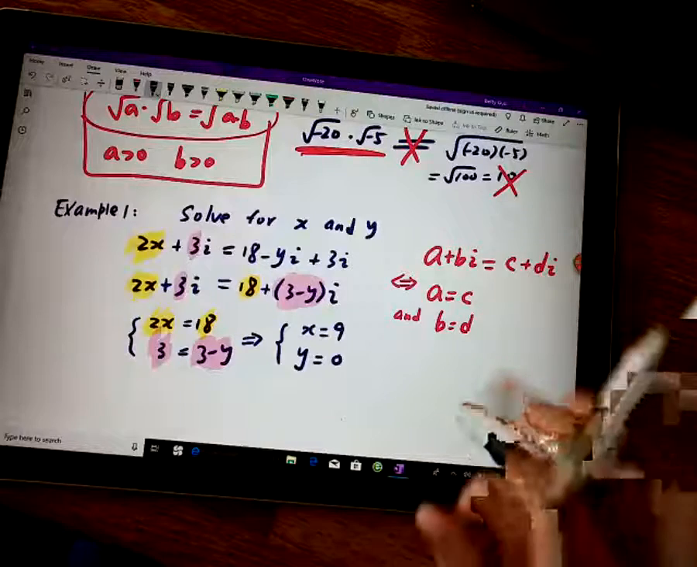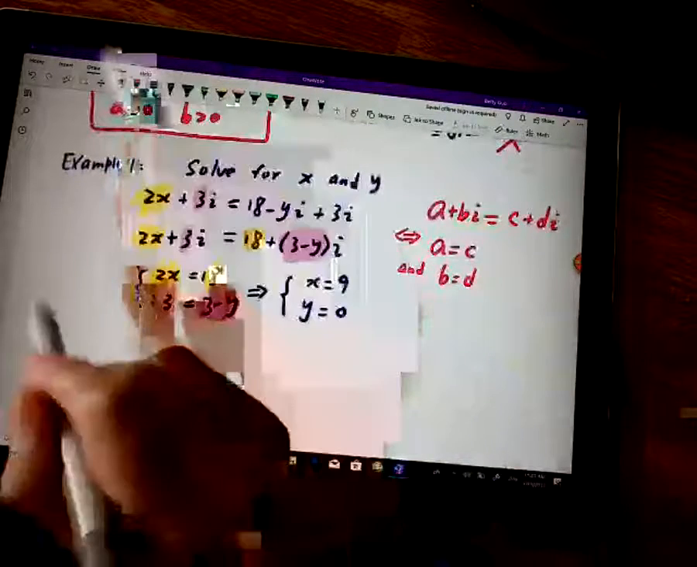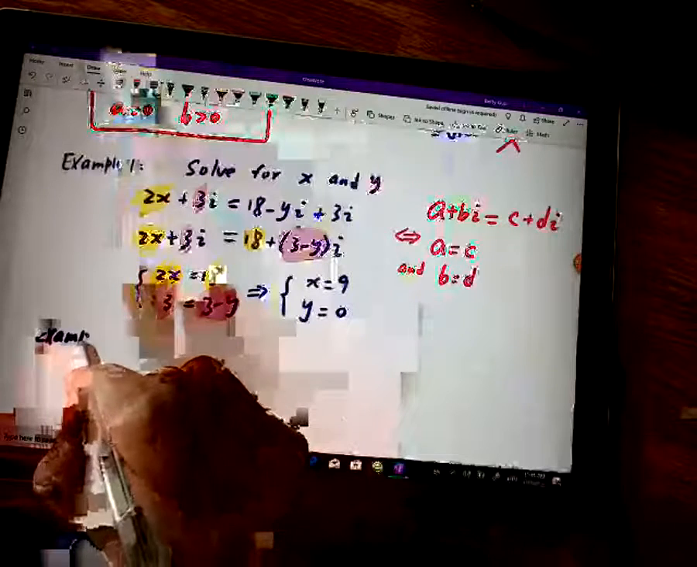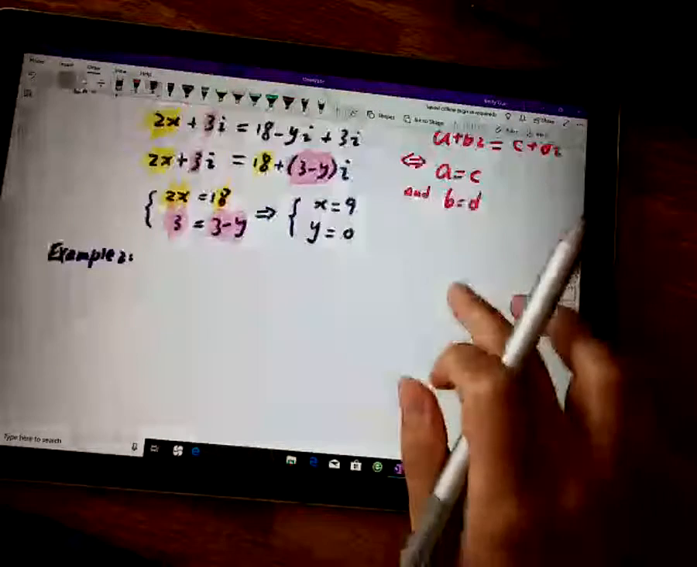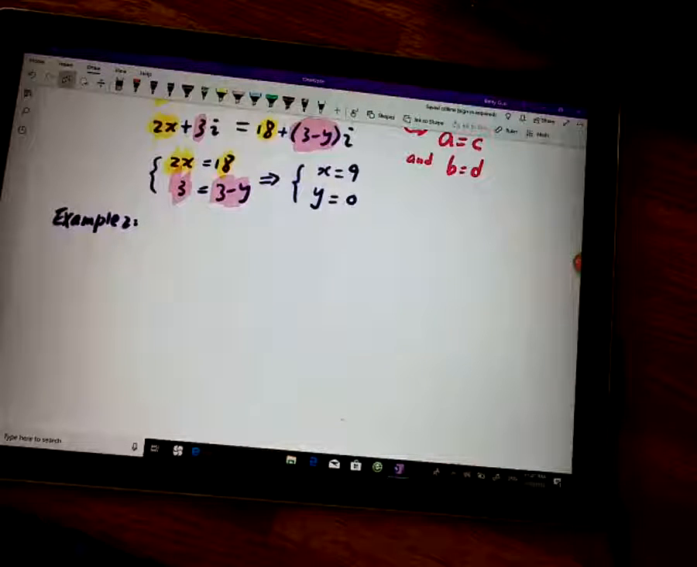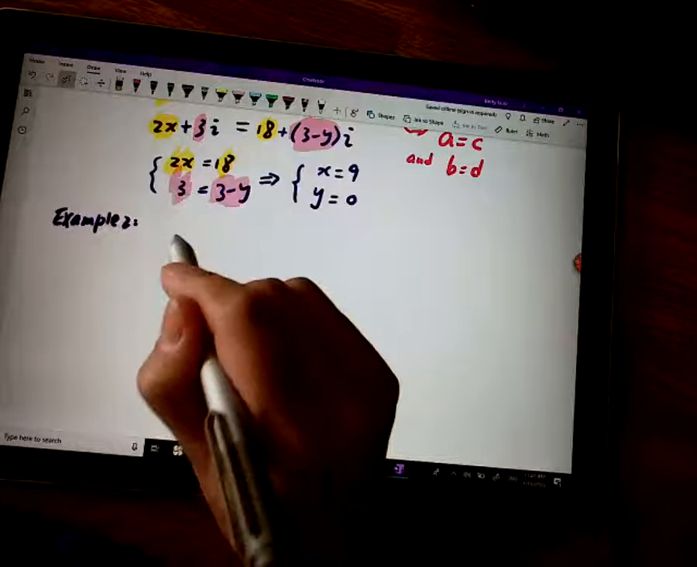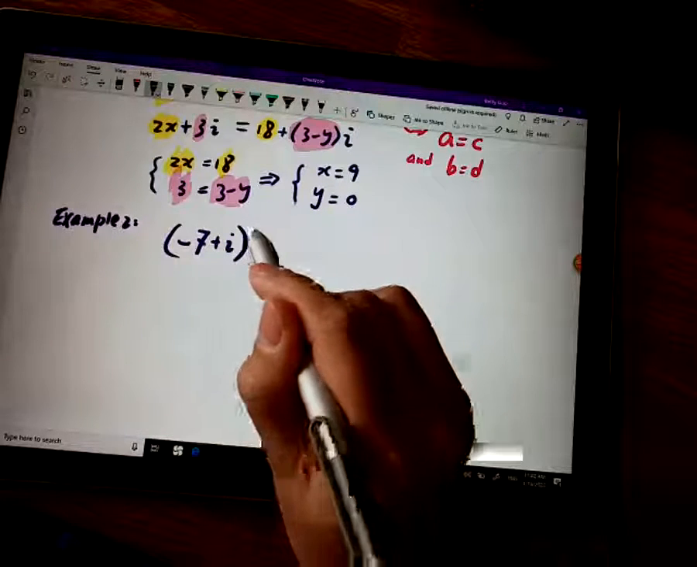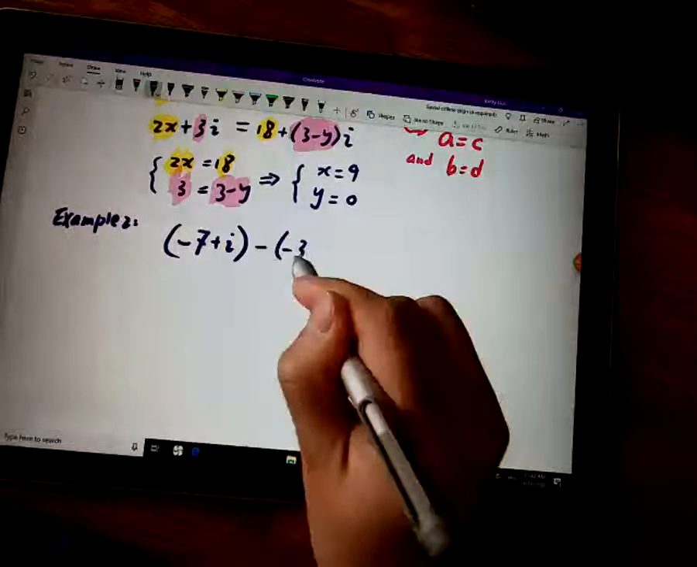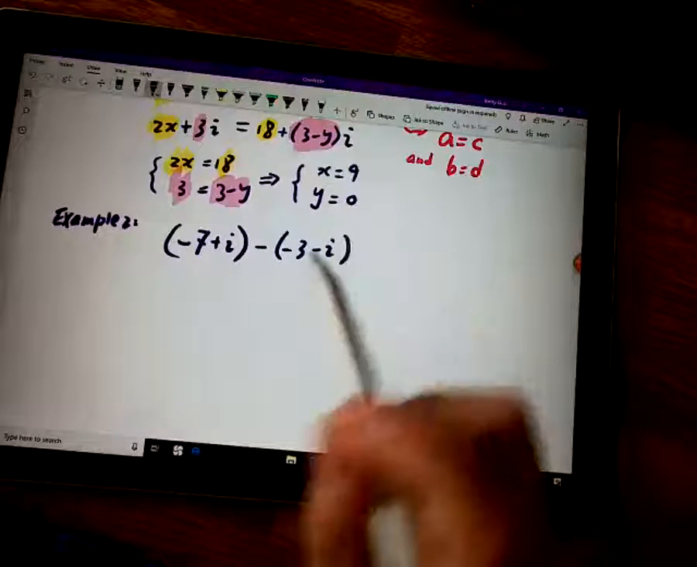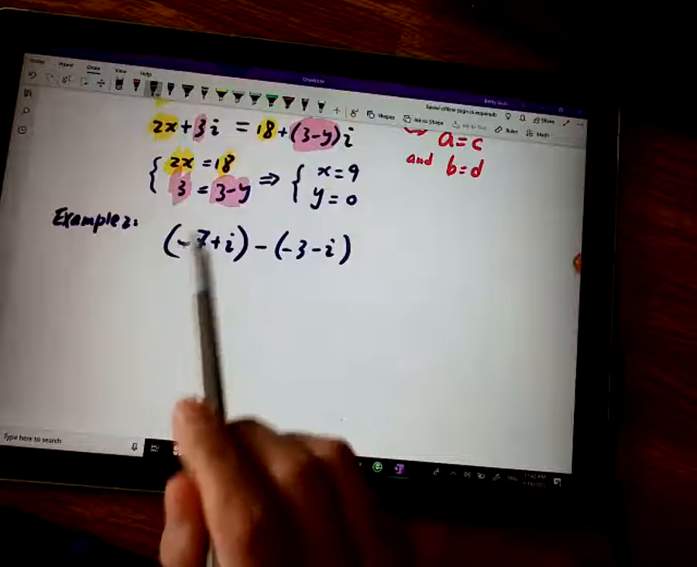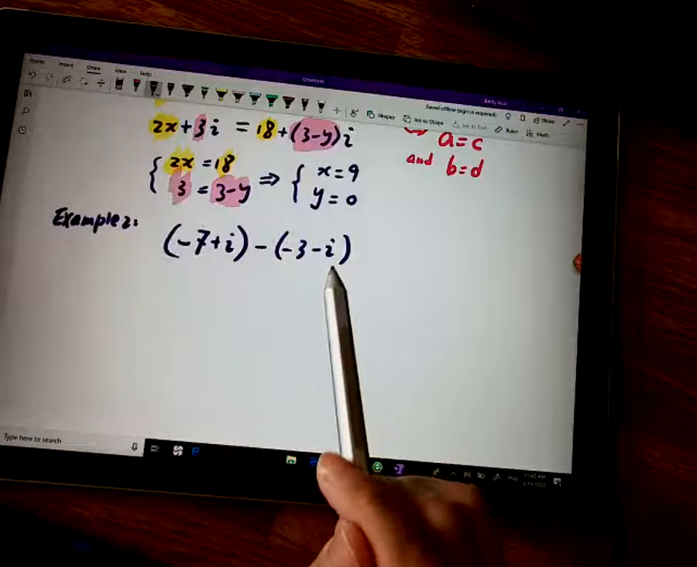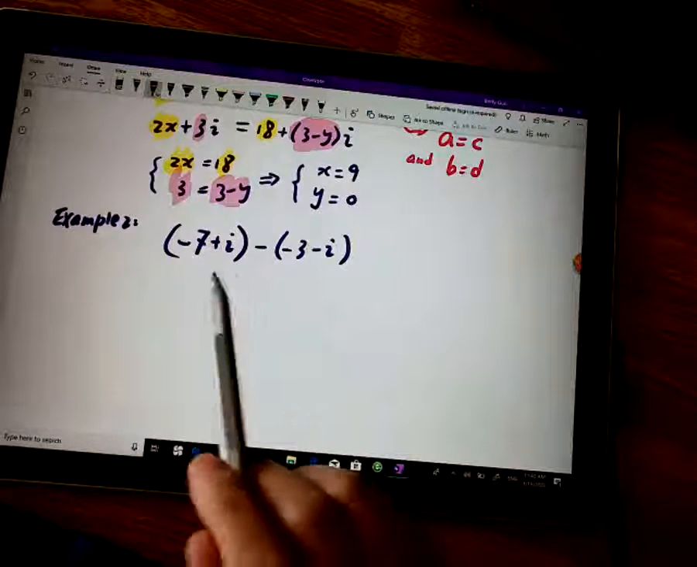Okay? And example 2. Addition and subtraction. Let me give you addition, subtraction. I believe if you can do subtraction, you know how to do addition. -7 plus i, this is an example in the notes, minus parentheses -3 minus i. So you are looking at a subtraction of two complex numbers. You don't have to make it too complicated.